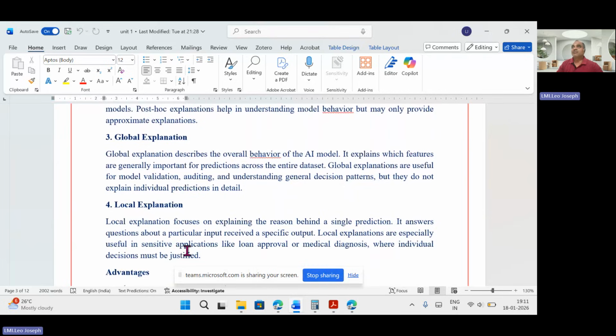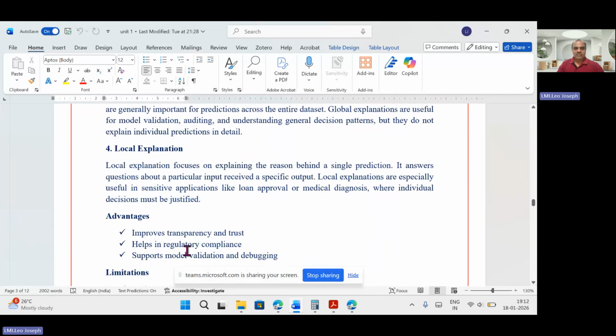These are used for medical diagnosis. For medical diagnosis, one single patient's information is very, very vital for prediction. So I will take a single patient, analyze, and tell him, sir, your result is this. That is called local explanation. So these are all the things.